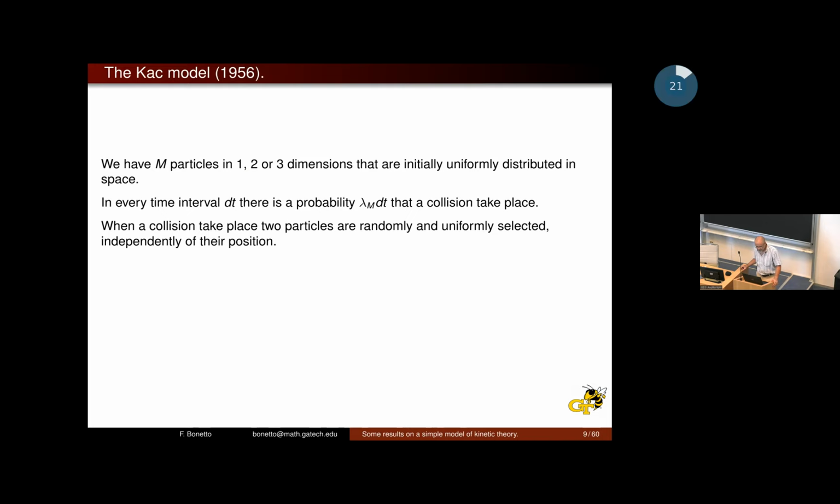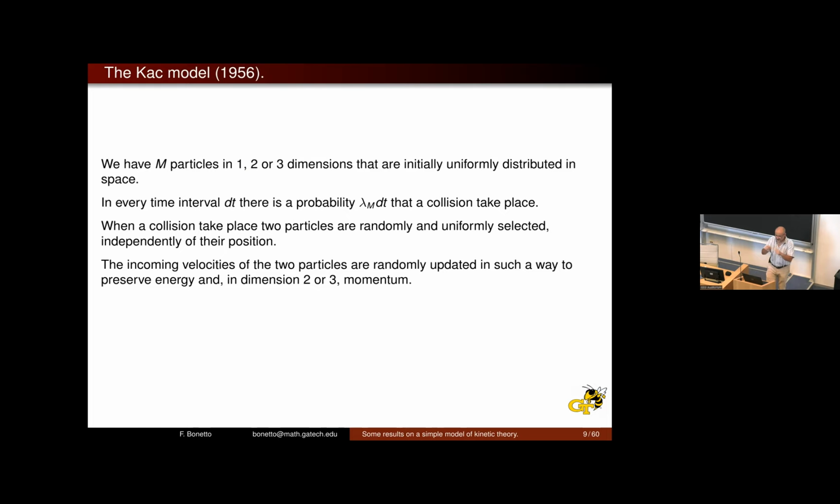If there is a collision, you choose two particles at random, uniformly. Pick a pair of particles. And what you do, you randomly distribute energy and momentum in such a way that the energy and the momentum are conserved. Where the second one, momentum, clearly requires dimension to be greater than one. If you are in one dimension, you cannot preserve both.